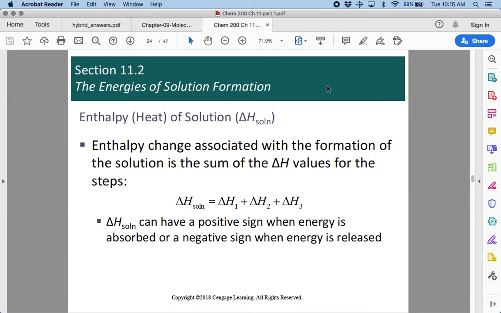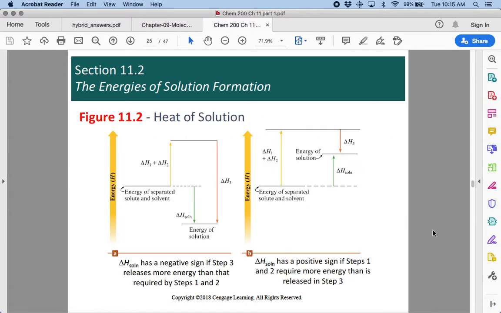So when we're dealing with the enthalpy of a solution, the entire solution's enthalpy will be the sum of all the H values making up those different steps. The enthalpy can have a positive sign when energy is absorbed and a negative sign when it's released, just like we've always done. So these are very, very important visual graphics.